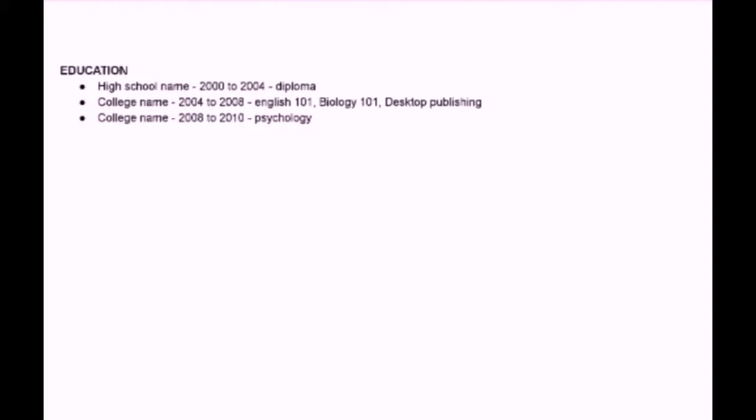Education is the next subtopic that you'll put on your resume after your personal information and objective. Put the name of your high school, the years you completed, and your diploma if you have one. If you have a GED, just put the name of the school, the dash, the year, dash GED. If you went to college, put that on there, the years you completed, and the courses you've taken, which is important. Any course you've taken, put it on there.